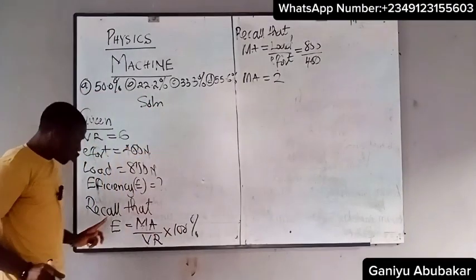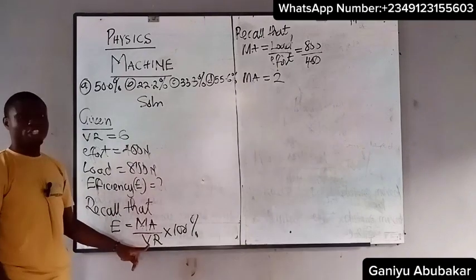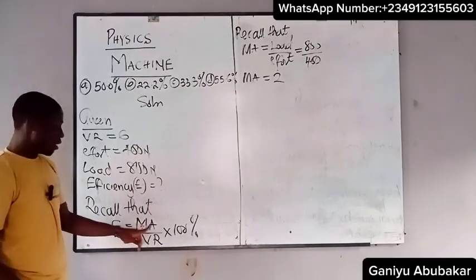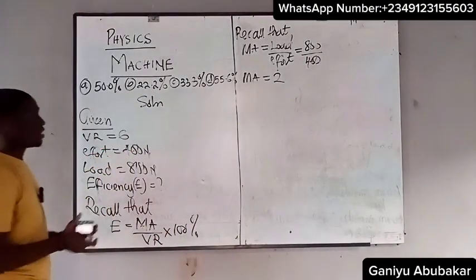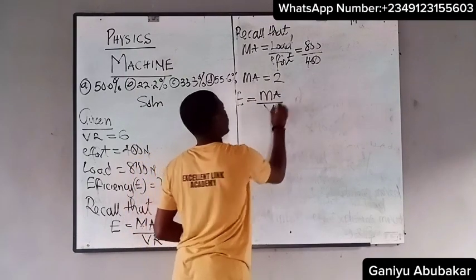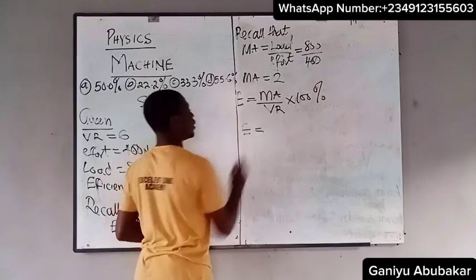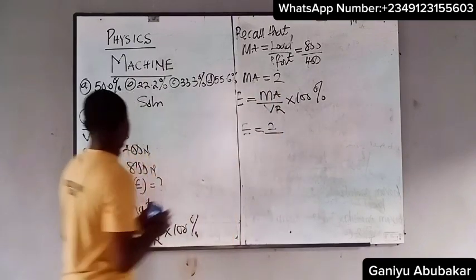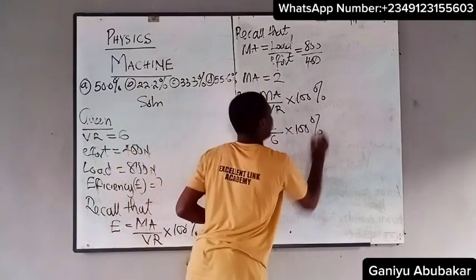Now, to get efficiency, I need two things. Number 1 is mechanical advantage. Number 2 is velocity ratio. My MA now is 2, and my VR is given as 6. So let's get our efficiency. Efficiency E is mechanical advantage over velocity ratio times 100%. MA is 2, so I have 2 over VR, which is 6, multiplied by 100%.